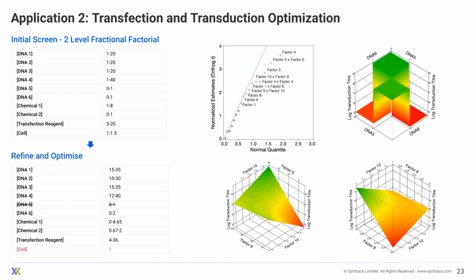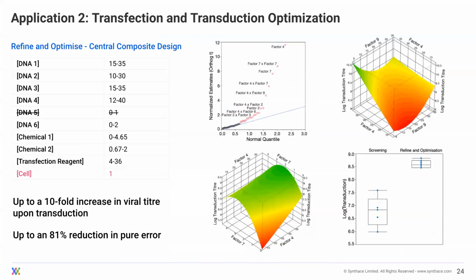And again, 2 levels, when you fit a model, you can only fit straight lines through those 2 data points. So you start to get an estimation of your experimental landscape, but you don't have enough detail to truly know necessarily what's going on here. So in the next iteration, Oxford Biomedica chose to use a central composite design.